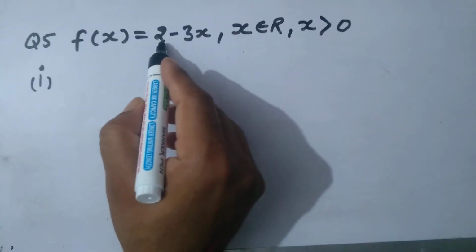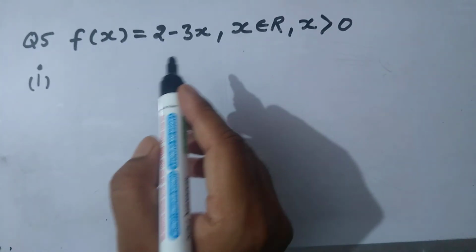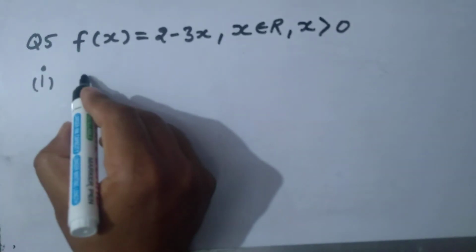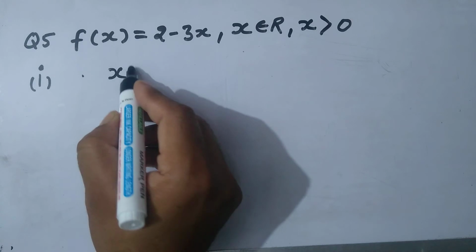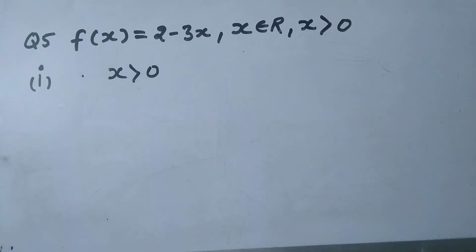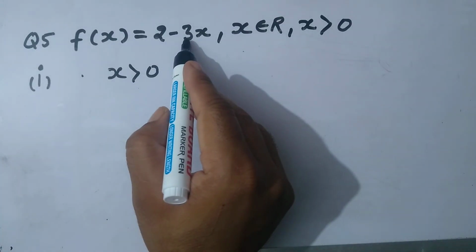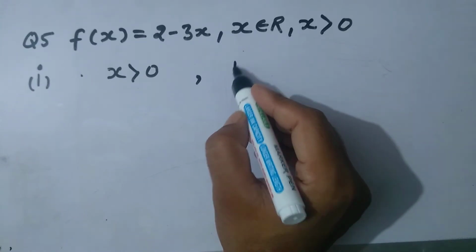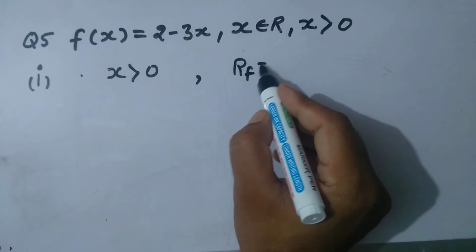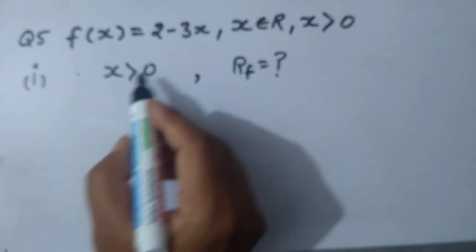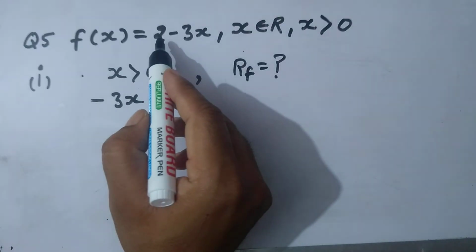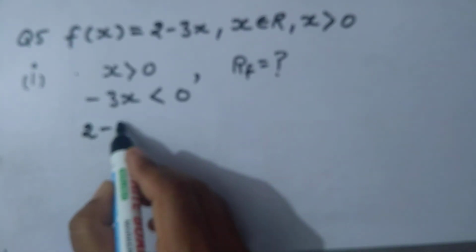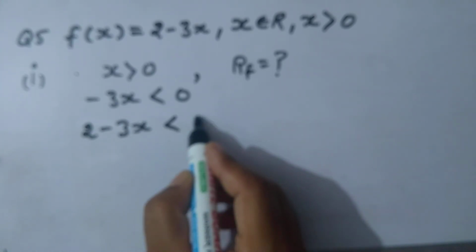F of x equal to 2 minus 3x. So x belongs to real number. One more thing, x is greater than 0. This is already given in the question. So what we need to find? We need to find range of the function. Range of the function, it means we can say here minus 3x is less than 0. Okay. Now adding 2, 2 minus 3x is less than 2.